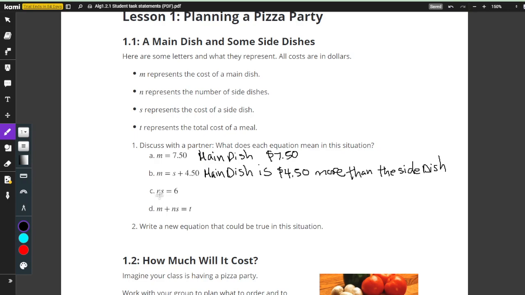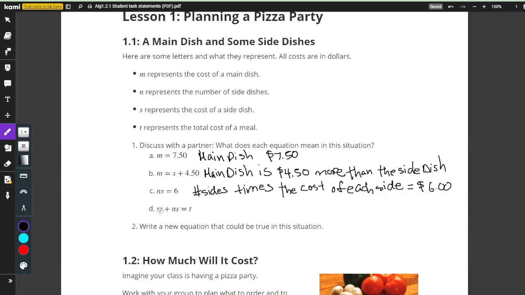Well, we talked about this. N times S is equal to 6. N represents the number of sides. S represents how much it costs. So basically it's telling me the number of sides times the cost of each side. Okay, and that equals $6. Number of sides times the cost of each side is equal to $6.